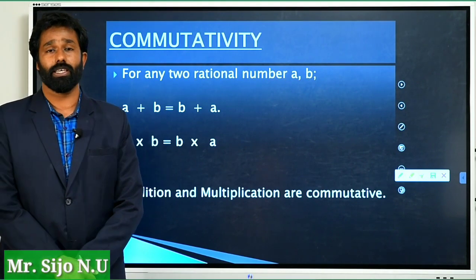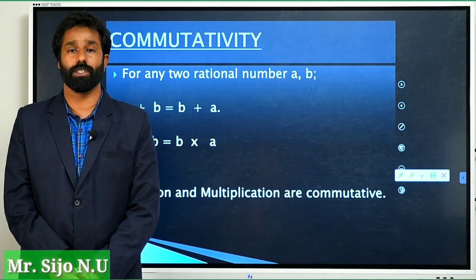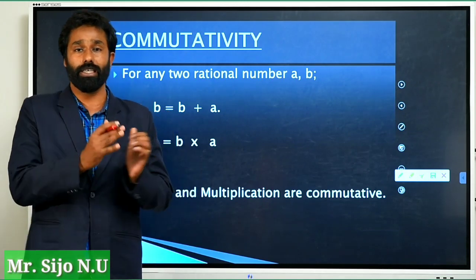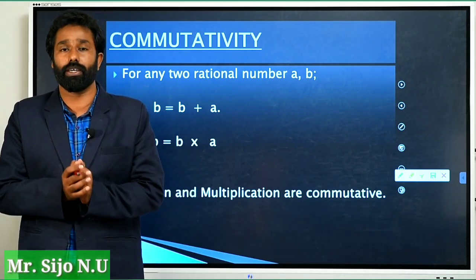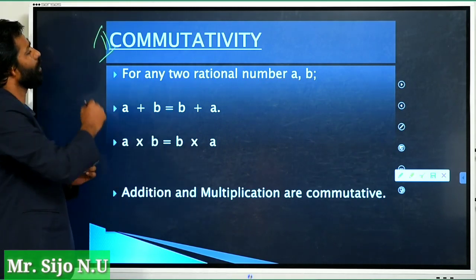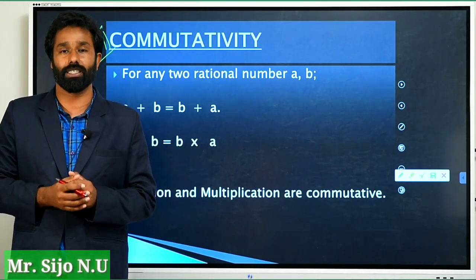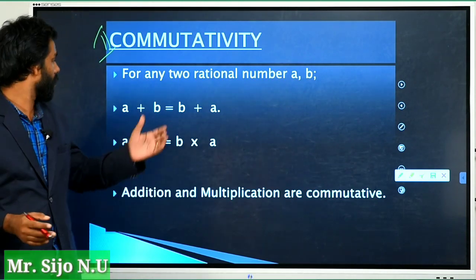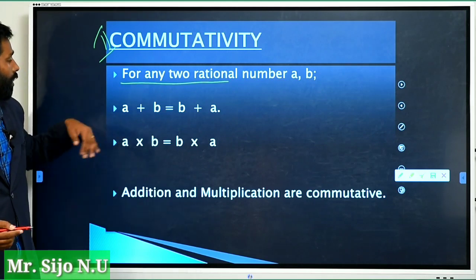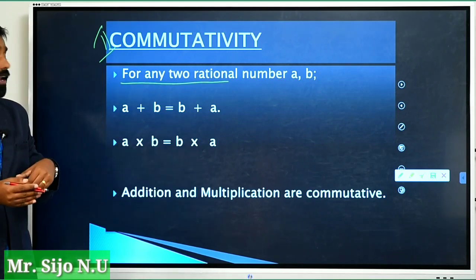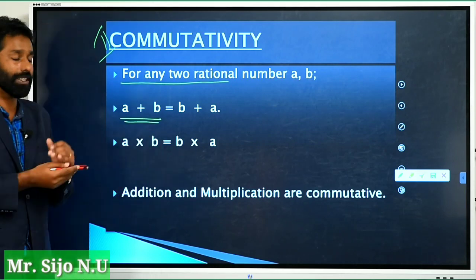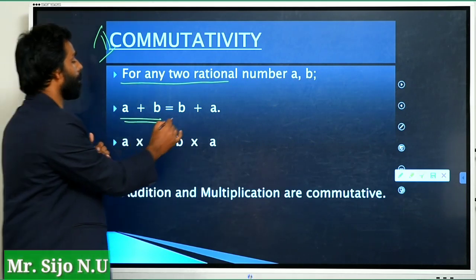Well, we discussed the very first property of rational numbers, closure property, in the case of addition, subtraction, multiplication and division. I hope you understood that. Now come to the second property, that is commutativity. So what does it mean? Commutativity means for any two rational numbers a and b, when we add, we can add in two ways. That means a plus b, what will be the result? That should be the same as b plus a.